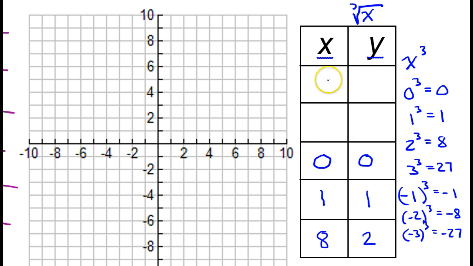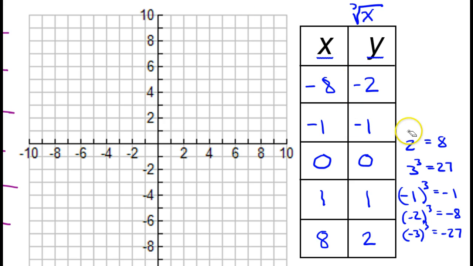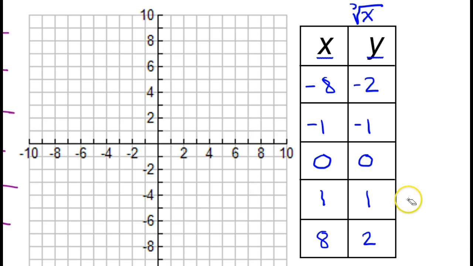Now, I left this space up here because unlike square roots, where we could not take the square root of, say, -2 without involving imaginary numbers, we can take the cube root of negative numbers. So the cube root of -1 is -1. The cube root of -8 is just -2. So anytime we are dealing with a cube root function, we're going to start off with these values.